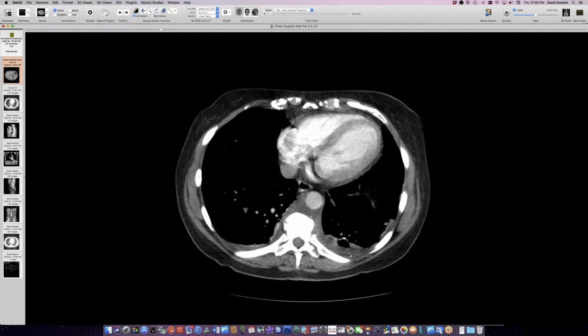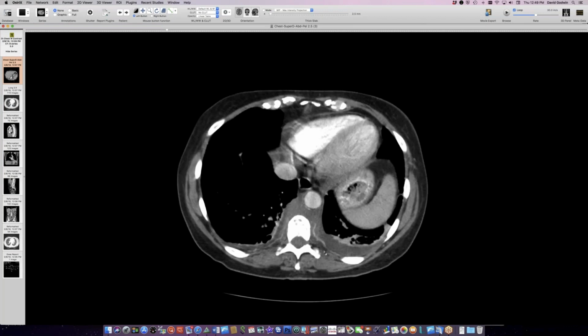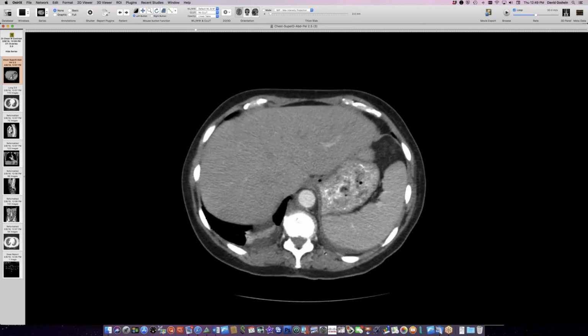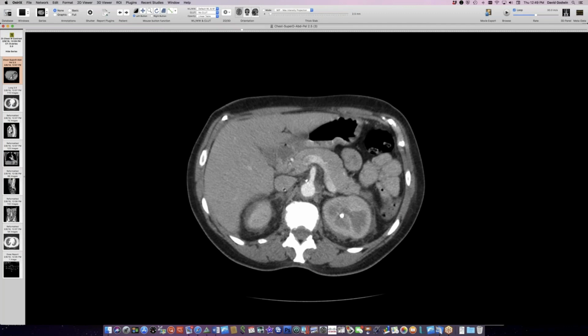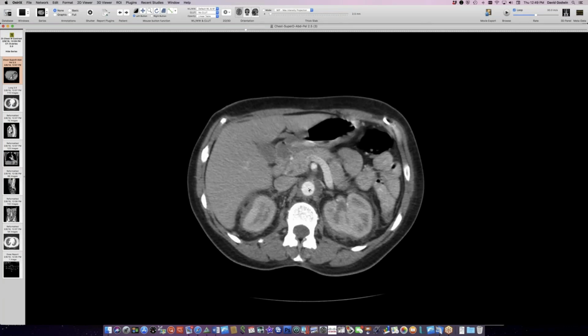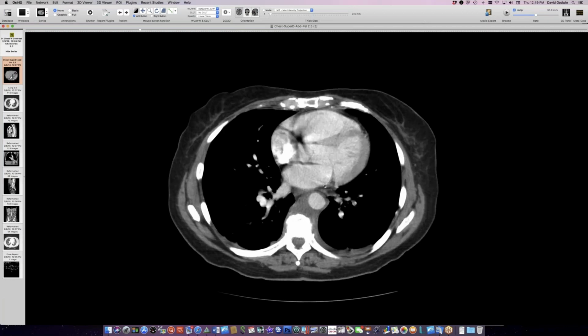Things get worse down toward the bases. We've got stuff that's probably extrapleural down here. And then we get into the upper abdomen and we have these nice halos around the kidneys. And we also have a halo around the descending aorta here. So this is apropos of a case that Travis showed last week. This is Erdheim-Chester disease.